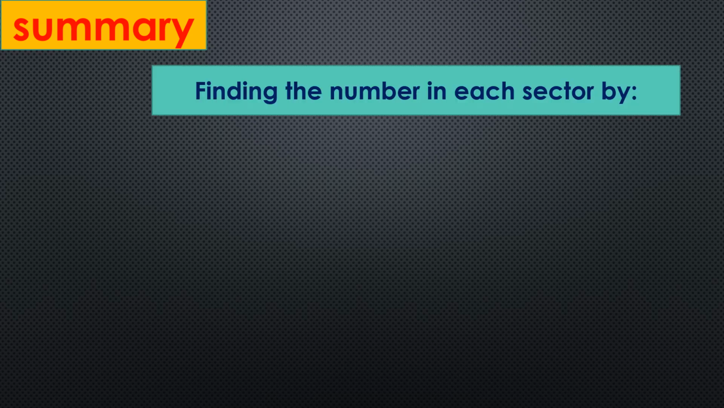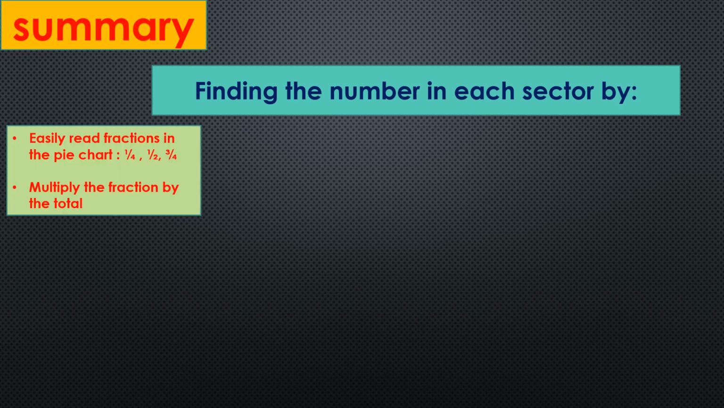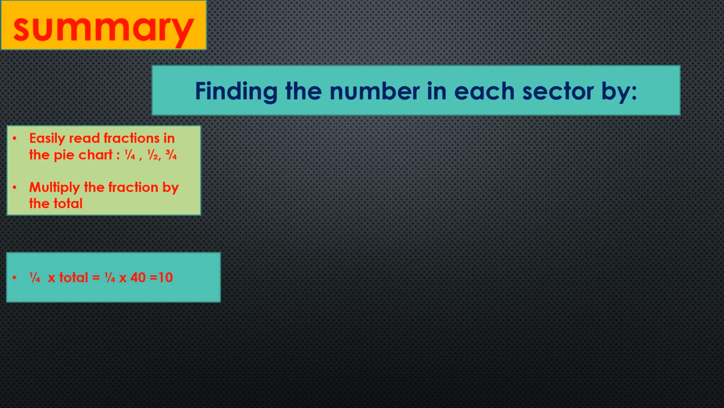As a summary of what we took today, we took how to read a pie chart, we need to find the number in each sector. To do this, we have to use two things. The first one is easily read fractions. When you can read fractions easily in a pie chart, such as 1 over 4, 1 over 2, 3 over 4, then you multiply the fraction by the total number, like this case. You always multiply it by the total given number.